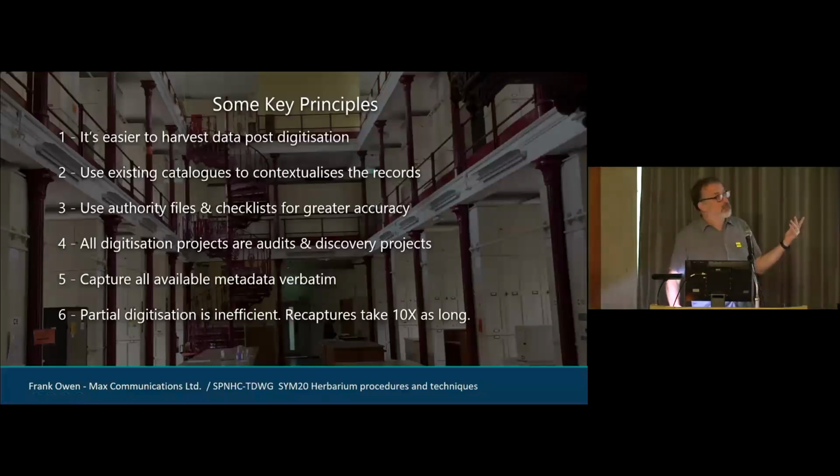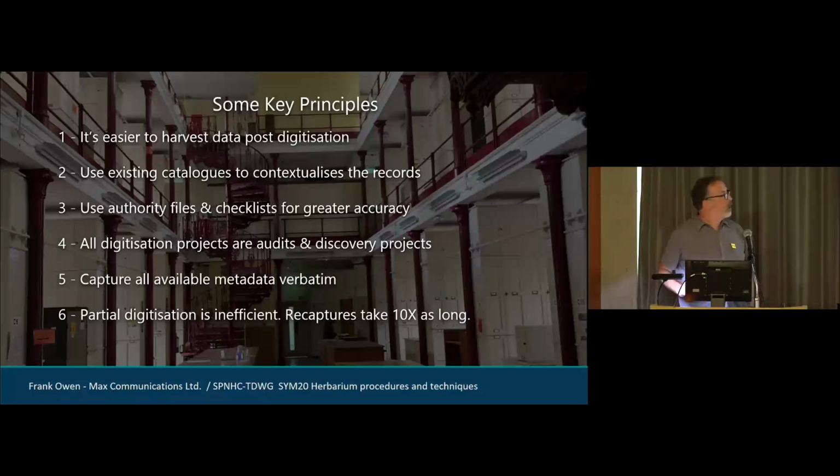These are the key principles we've got. It's easier to harvest data post-digitisation unless you've got some wet samples which have really difficult labels to get to, as Dean pointed out. Using existing catalogues that are already there contextualises the data and makes the metadata harvesting faster. All digitisation projects are audits.